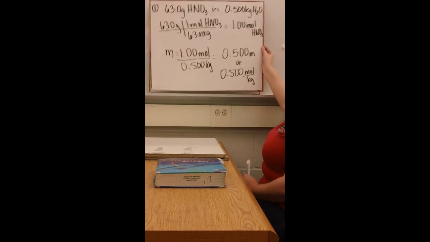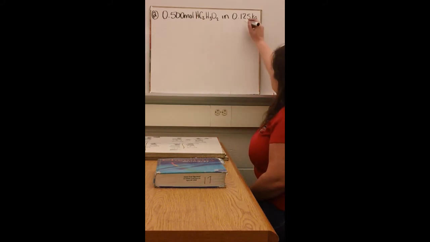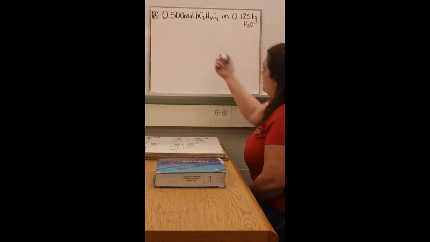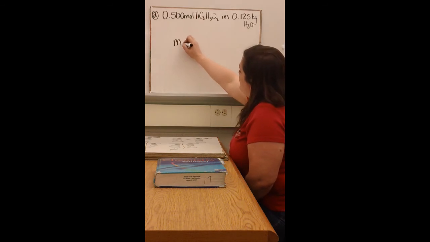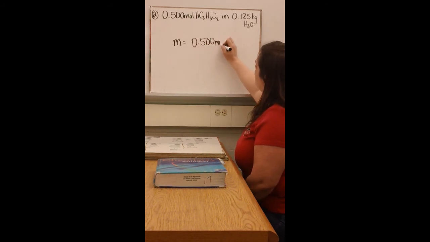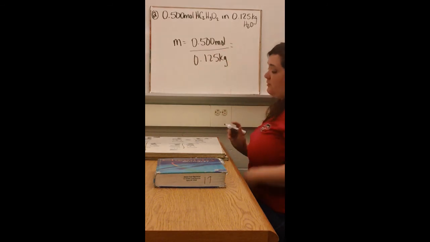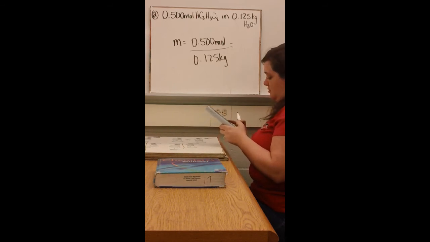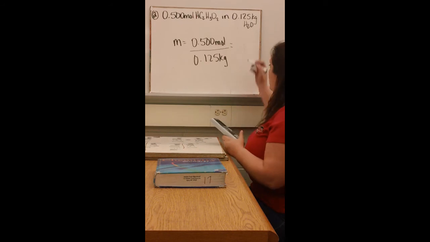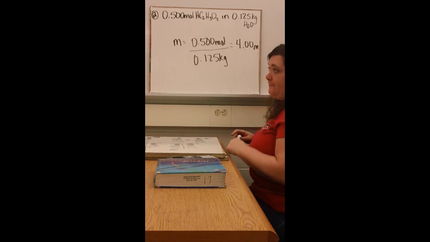So that's number 1. Number 2, we're given 0.5 moles of HC2H3O2, and it's dissolved in 0.125 kilograms of water. What is the molality? Here, no conversions were required because we were given the units that are in molality, moles per kilogram. And so then we divide 0.5 by 0.125 and we get 4. Now, because we were given 3 significant figures in the problem, we must report our answer to 3. So 4.00 little m, mol/kg.